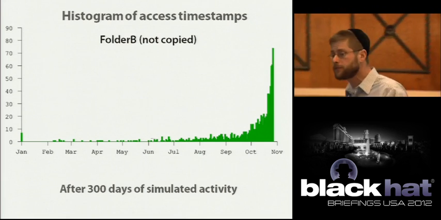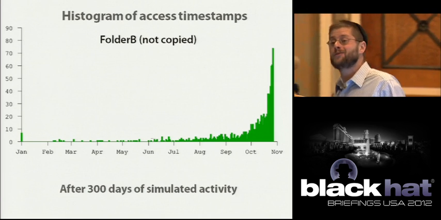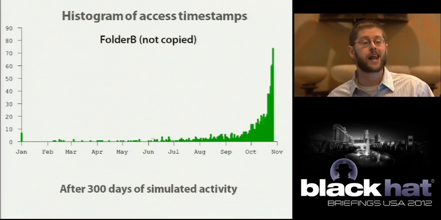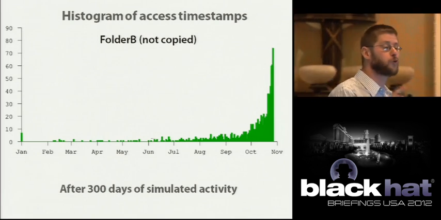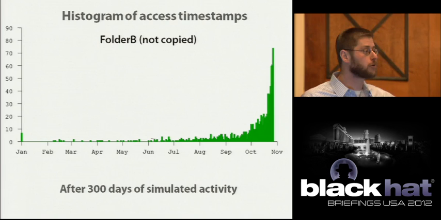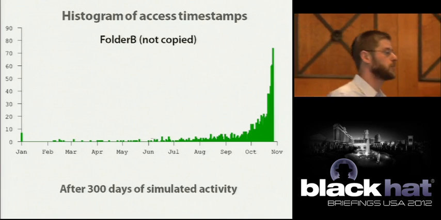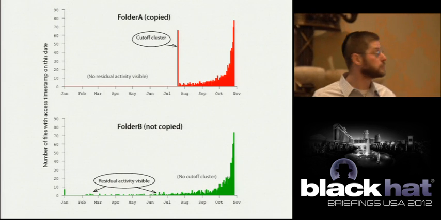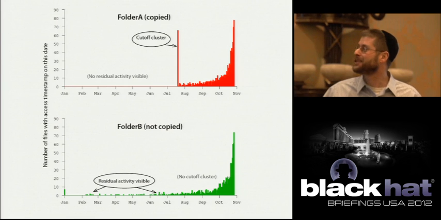Okay, great. I then ran the simulator again, but this time I made a change. I modified the simulator so that on day 200, instead of just opening folders and files, it would copy the entire folder. Copy the entire thing, data exfiltration. Then I ran it for an additional 100 days, and I plotted the histogram again, this time in red. And you'll see something very interesting.